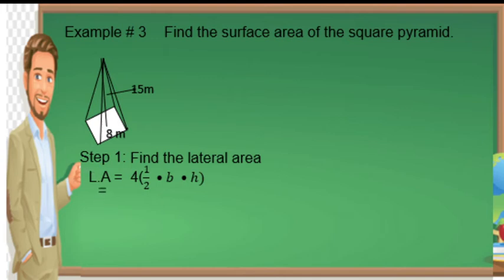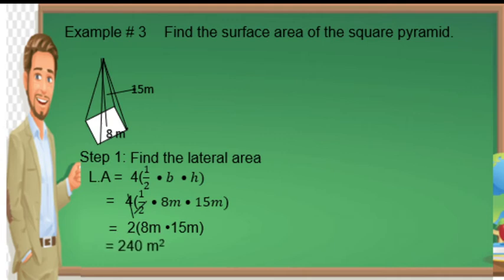So that is equal to 4 times 1/2 times 8 times 15. And 4 times 1/2, we can cancel 4 and 2. So that will become 2. And then 8 times 15. So that is 2 times 8 times 15. And that is equal to 240 square meters. So that is the lateral area.